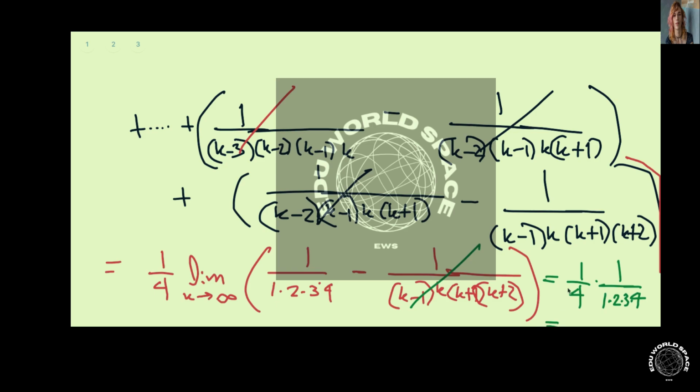So we would have to simplify this, and that is just 1 divided by 96. And that's our final answer.